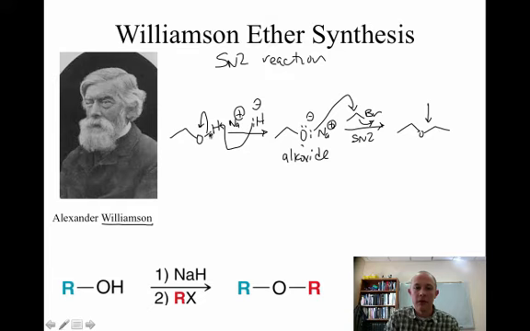So notice, first you remove the hydrogen to get a good nucleophile. Then you add whatever group that you want, the alkyl bromide, to put on the second R group. You already have one R group in your alcohol. You're putting on a second R group in your Williamson ether synthesis. Okay, seems relatively straightforward. Where could we go wrong?